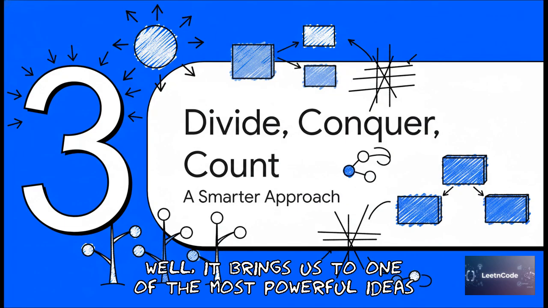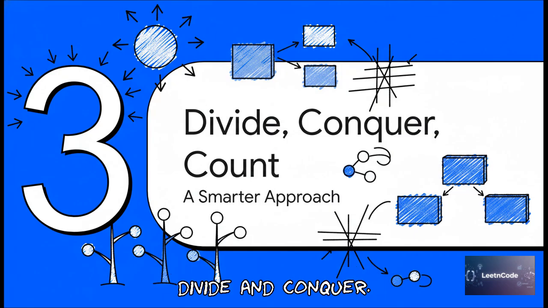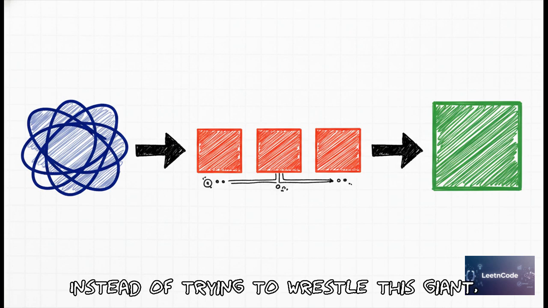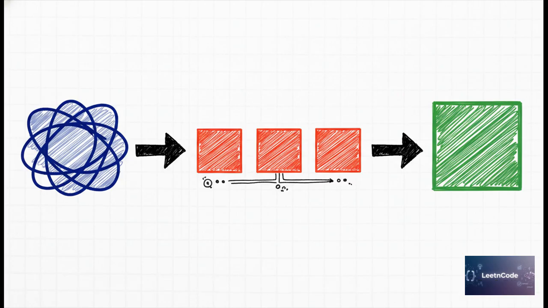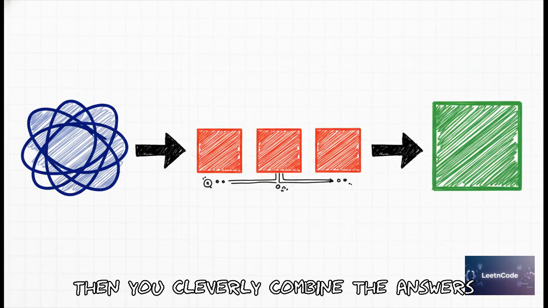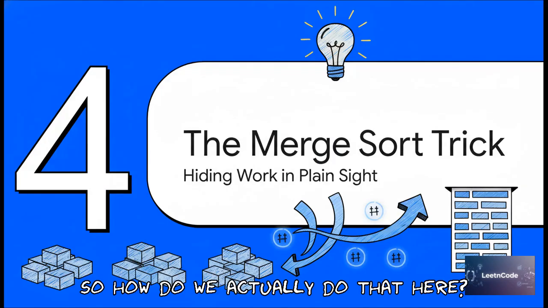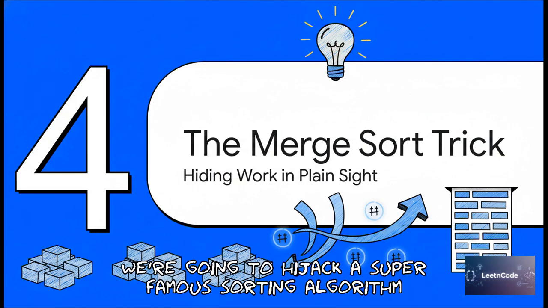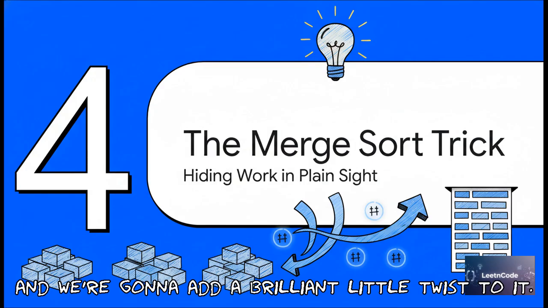And that smarter way brings us to one of the most powerful ideas in all of computer science, divide and conquer. The strategy here is beautiful, really. Instead of trying to wrestle this giant, complicated problem to the ground all at once, you just break it. You split it into these tiny, bite-sized pieces that are easy to solve. Then, you cleverly combine the answers from those small pieces to get the answer for the whole thing. So how do we actually do that here? Well, this is the really clever part. We're going to hijack a super famous sorting algorithm that you've definitely heard of, merge sort, and we're going to add a brilliant little twist to it.